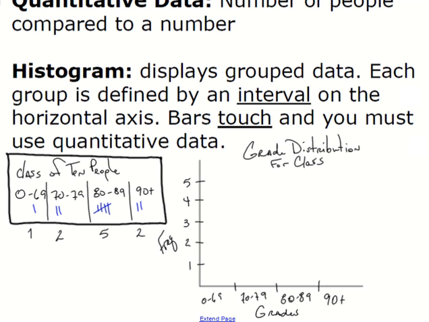So we go through from 0 to 69, we had 1, so our bar is going to go right here. 70 to 79, we went up to 2. So notice that there are no gaps between these bars. Next one we have 5. So it's going to go straight up here to 5. And our last one is back to 2. And we have just created a histogram. A histogram is just a graphical representation of a frequency table. It gives you a visual image of it.